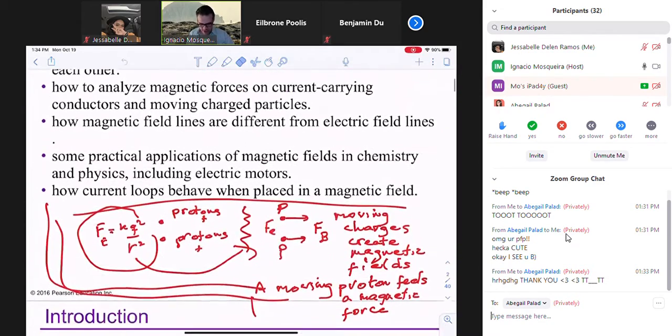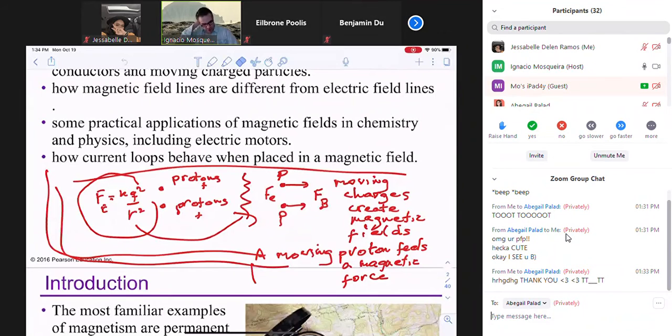Now, I wrote a note here. I would like to keep it practical, as I always do, and give you examples that are very likely or guaranteed to show up in the exam. So there are two such examples that I'm going to cover today. One is an electron in an external magnetic field.